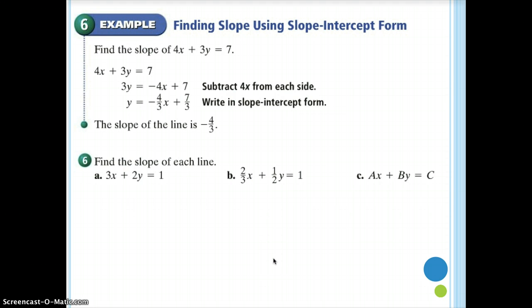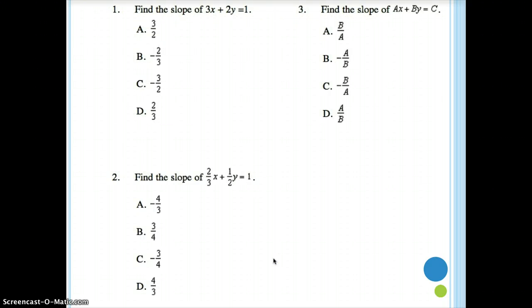All right, go ahead and try A, B, and C on your own. I'll show you the answers on the next slide. All right, number 1, the answer was C, negative 3/2. Number 2, the answer was A, negative 4/3. And number 3, the answer was B, negative a over b, our formula.